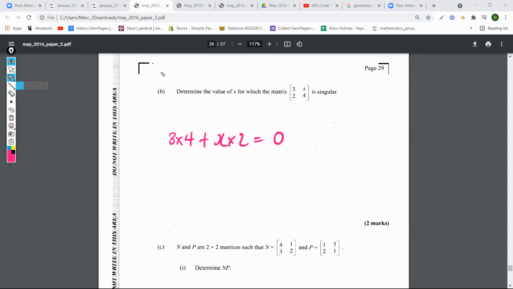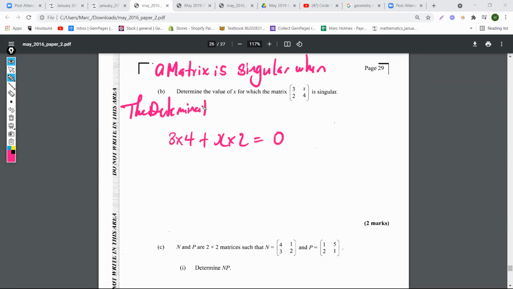A matrix is singular when the determinant is equal to 0.